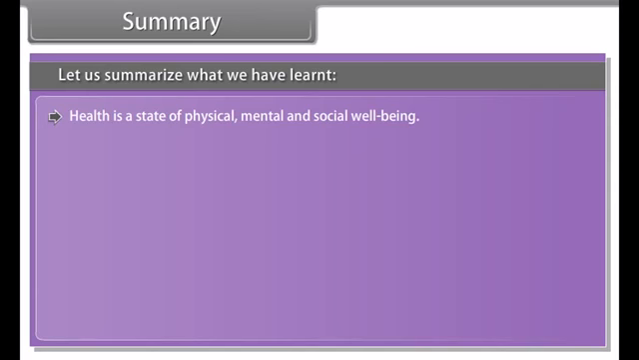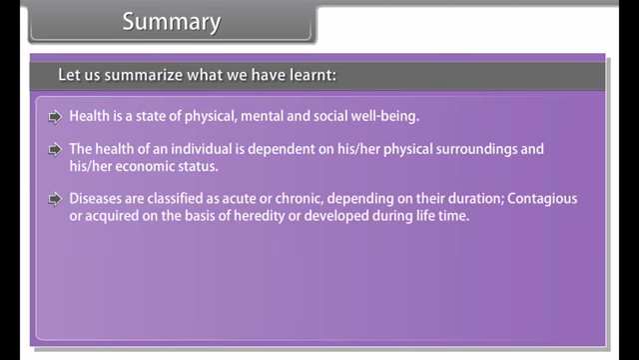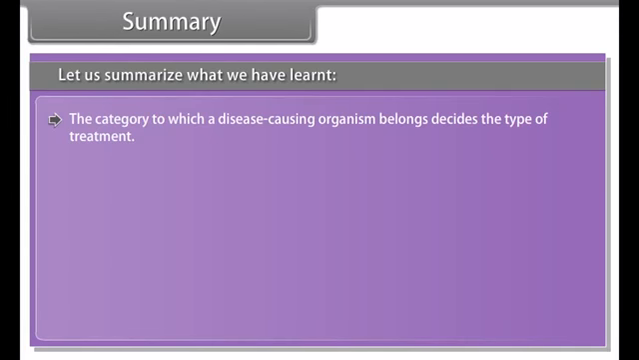Summary. Let us summarize what we have learned. Health is a state of physical, mental, and social well-being. The health of an individual is dependent on his or her physical surroundings and his or her economic status. Diseases are classified as acute or chronic depending on their duration, congenital or acquired on the basis of heredity or developed during lifetime. Disease can be due to infectious or non-infectious causes.